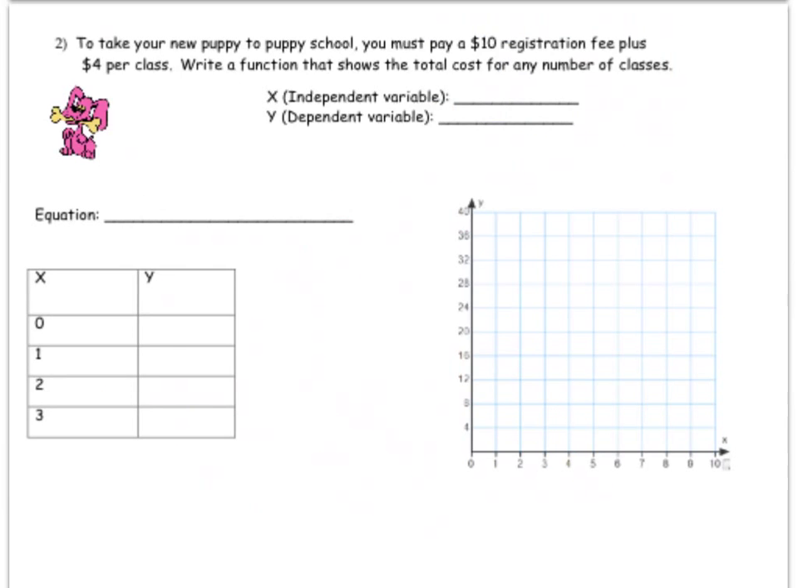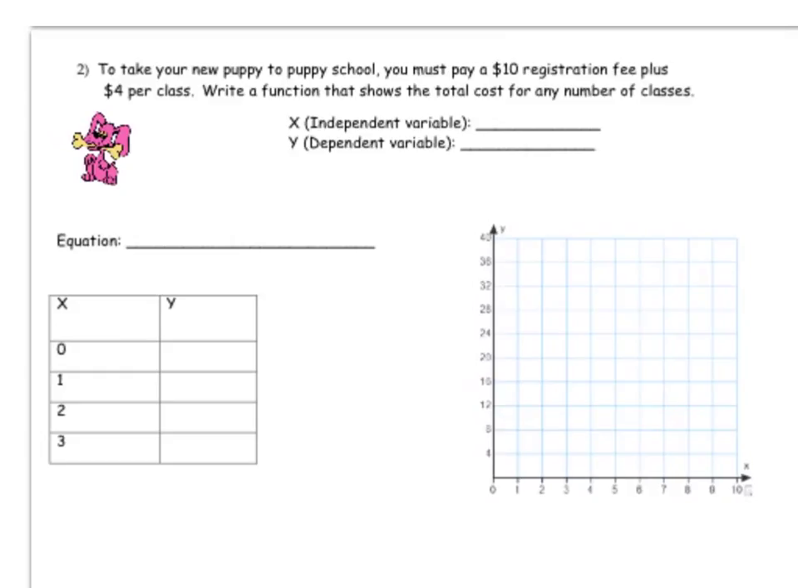All right, so let's take a look at question number 2. To take your new puppy to puppy school, you must pay a $10 registration fee plus $4 per class. Write a function that shows the total cost for any number of classes. So once again, we are asked to write a function that shows the total cost for any number of classes. So we're talking about total cost and number of classes.